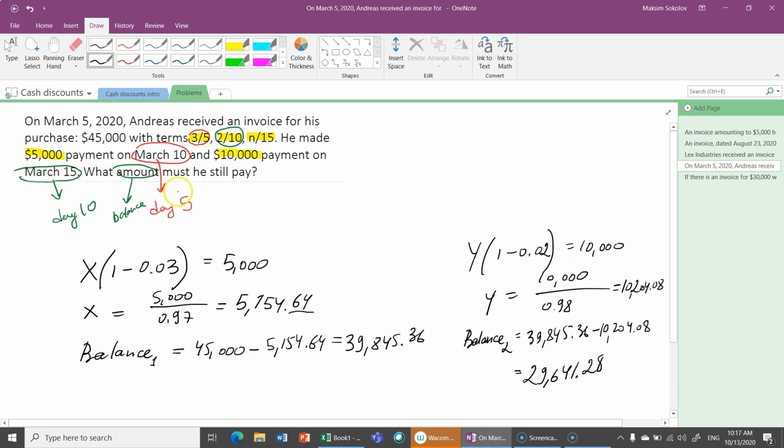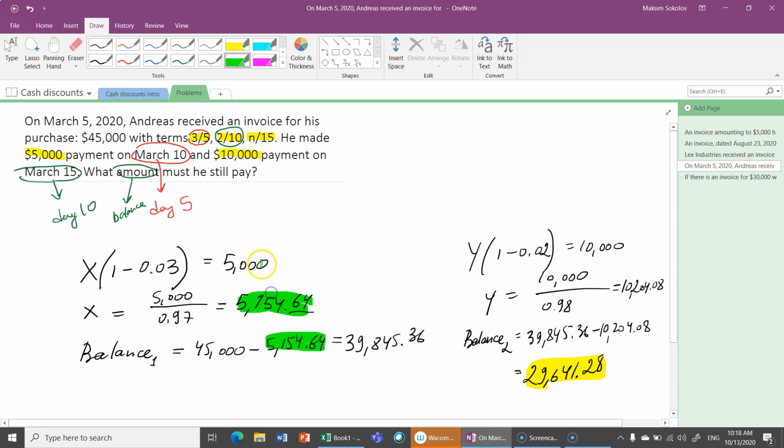So the question is, what amount must he still pay? And that's the answer. This is the balance that Andres still must pay after two payments. So there are two payments here. First is $5,000, after which 5,154.64 credit was given. So we accounted for this credit and found the first balance.